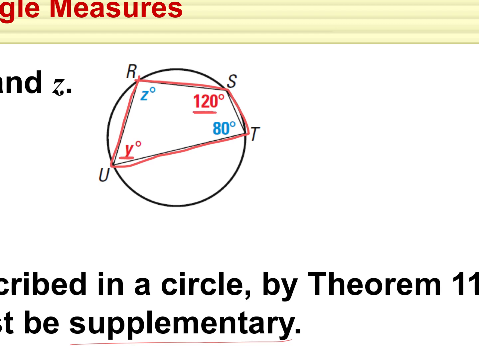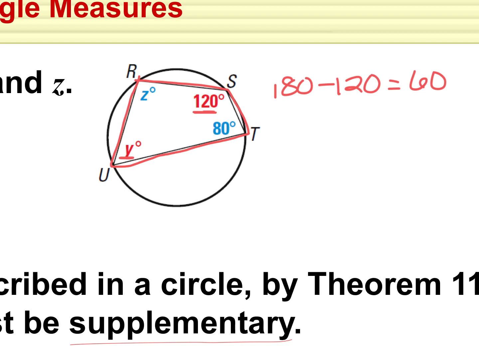What do you see here? If they add up, 180 on the Z. Opposite angles, y and 120. Opposite angles are supplementary. So how do I find that other one? 180 minus 120, which is 60.